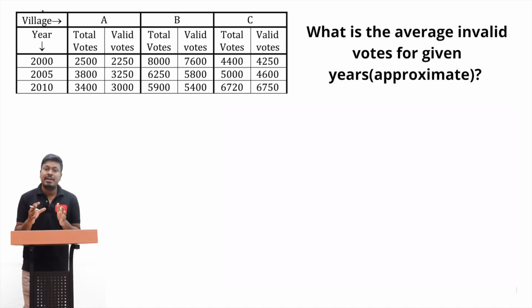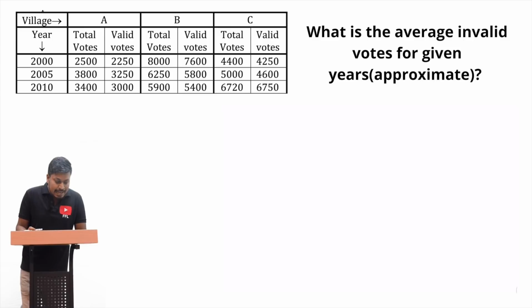So this question is based on the total votes cast by villages A, B, C as well as the total valid votes cast by villages A, B, C in the 3 years, that is 2000, 2005 and 2010. So now let me move on to question number 1.